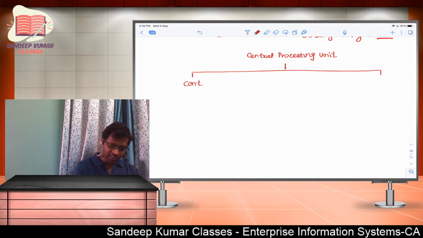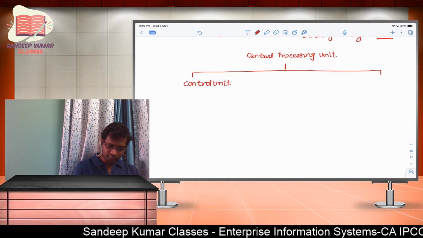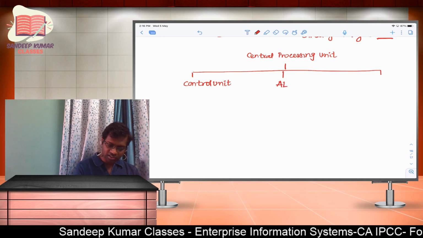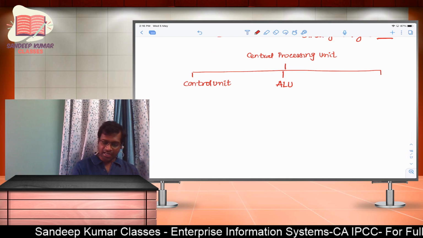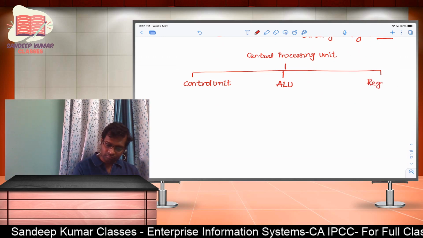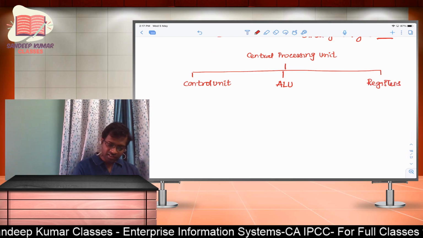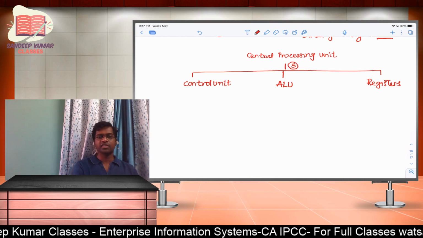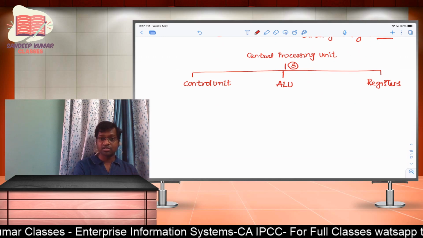First one is called the control unit. Second one is the arithmetical logical unit. And third one is registers. So internally, how many components does the central processing unit have? We have three components: the control unit, the arithmetical logical unit, and the registers.